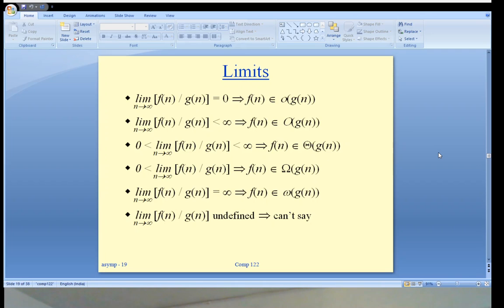In case the limit as n tends to infinity of Fn upon Gn is a finite constant, that is theta bound, where Fn theta bounds the function Gn. And in case the limit of Fn upon Gn tends to infinity, Fn is little omega of Gn. When Fn upon Gn is equal to infinity, Fn is big omega or little omega of Gn. And if the limit is undefined, we can't say.